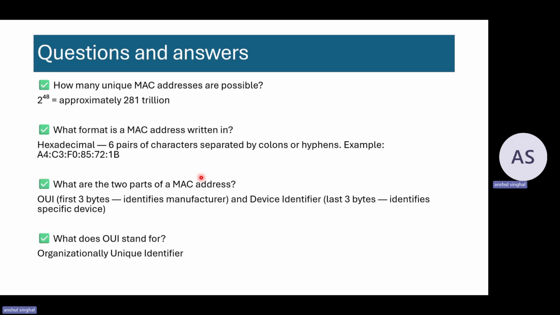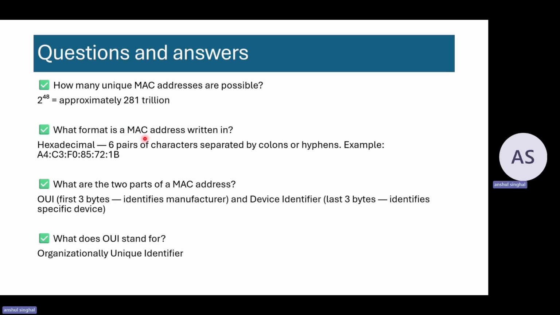How many unique MAC addresses are possible? As we had seen previously, every bit can either be 0 or 1. So every bit can contain a maximum of 2 digits, 0 or 1. Based on that, if we have 48 bits, then we can have a maximum of 2 to the power 48 MAC addresses, which is approximately 281 trillion.